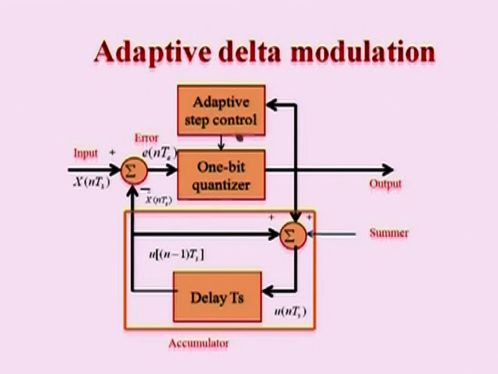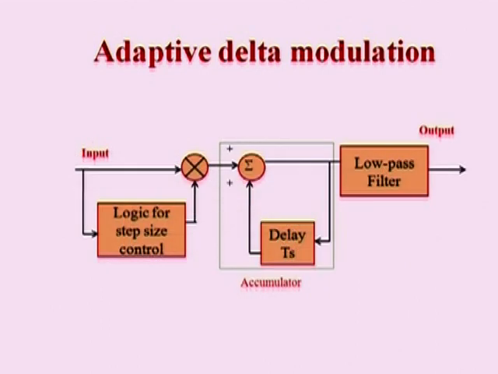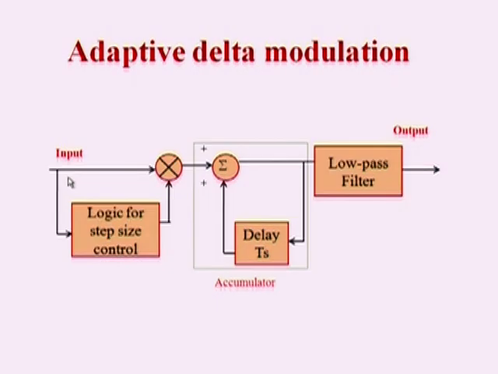This will control the step size delta, and this shows the adaptive delta modulation receiver side. Here the input is applied to a logic for adaptive step size control, and then it is passed through the reception. It is like a normal delta modulation receiver, but here we have one more block, the logic for step size control, that is, adaptive step control. This is used at the reception side for demodulating the adaptive delta modulated signal.